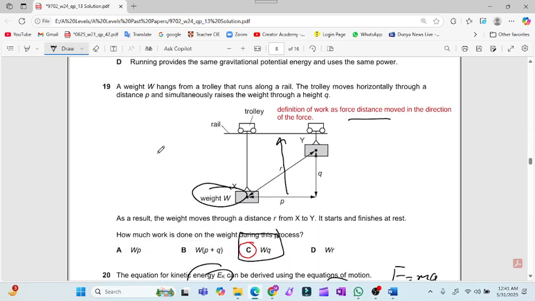Now question number 19. This question is also related to the O-levels, where the definition of work done is required: it is the force and the distance traveled in the direction of the applied force. The final position of the weight is this and the initial position of the weight is this. It means that this is the final and this is the initial. There is a change in the height, so the distance traveled will be Q. So W into Q will be the valid option.